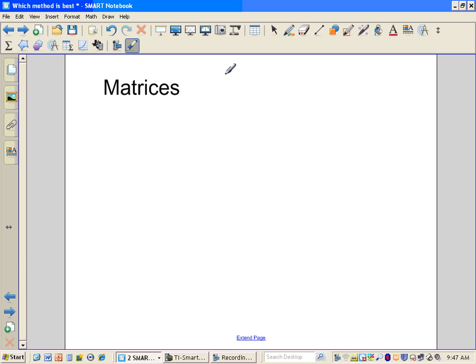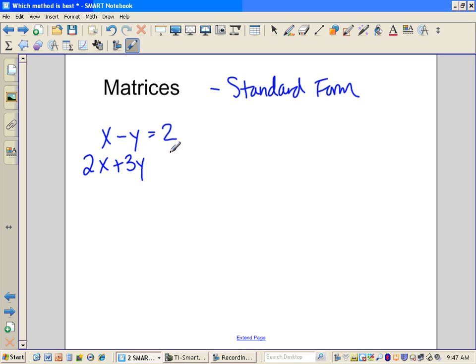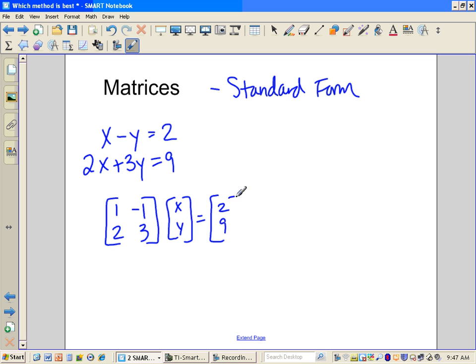Matrices. When do we want to use matrices? We want to use matrices when the equations are in standard form. For example, x subtract y is equal to 2, 2x plus 3y is equal to 9. If I set up my first equation, then I'm going to take a 1, that we know is there, and this would be a negative 1, 2 and 3. x and y is what we're looking to find, that's the unknown, and we have 2 and 9 on the end.